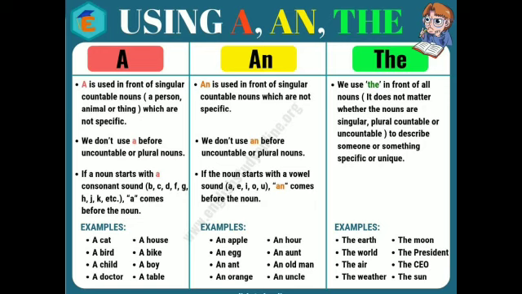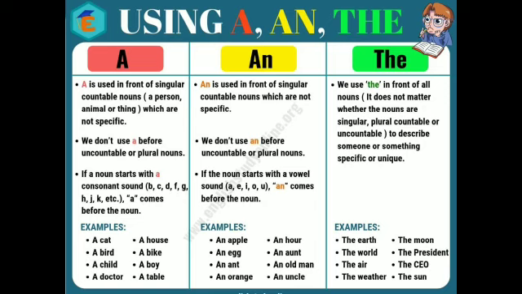Now the next point is, we don't use a before an uncountable or plural noun. It means when we are talking about more than one thing, when we are talking about a plural noun, then we don't use a with it. In the same way, we don't use an with it either, because we are talking about plural. When we are talking about more than one noun, then we don't use a or an with it.